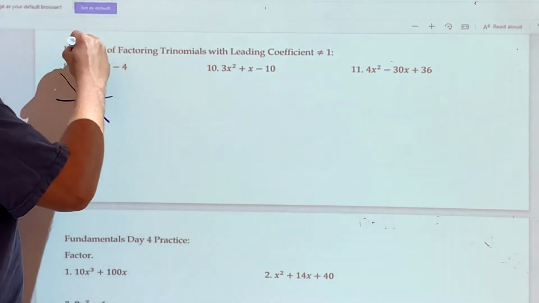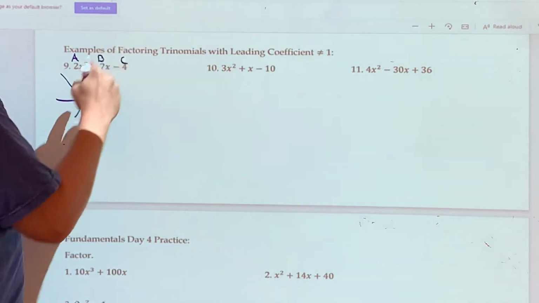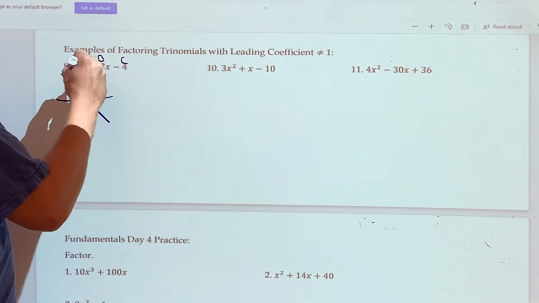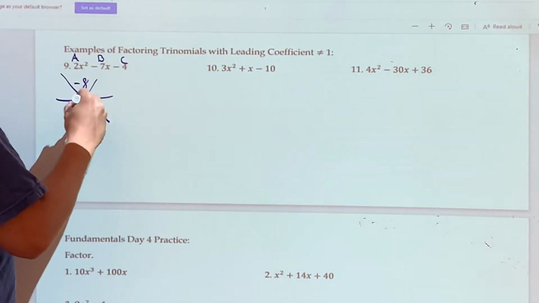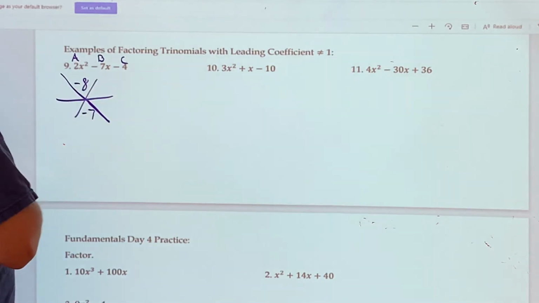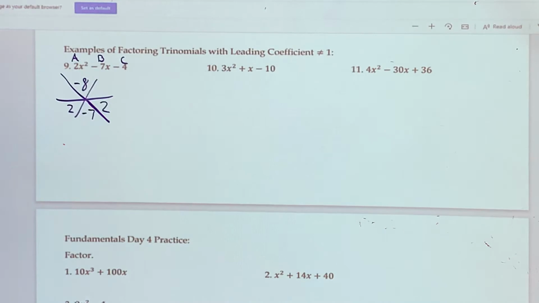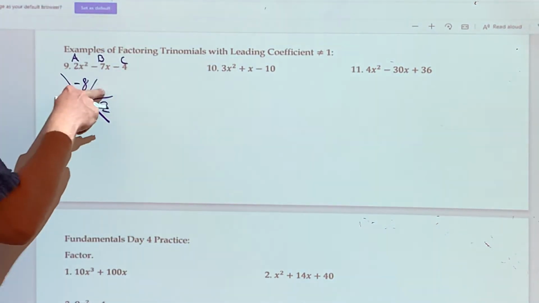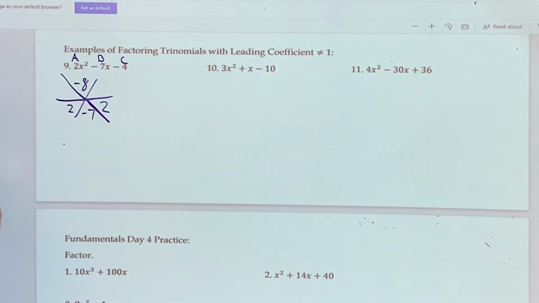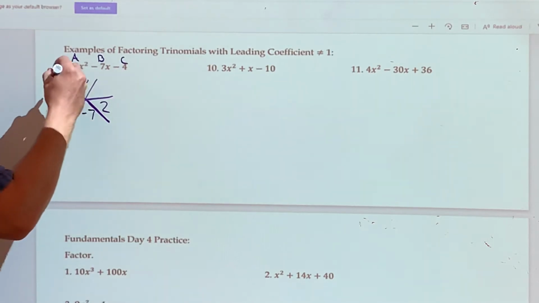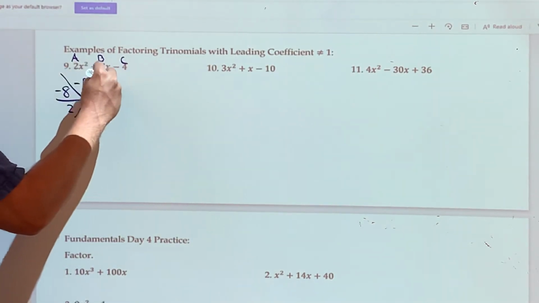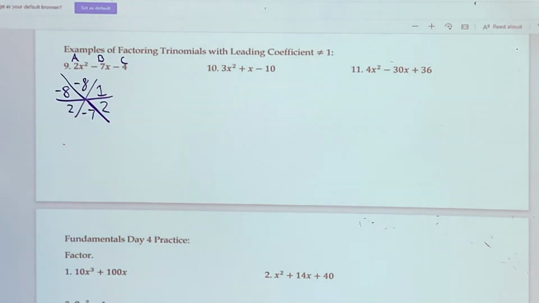Again, remember, this is A, B, C. A times C here, 2 times a negative 4 is a negative 8. B is a negative 7. A is 2. Okay? So I need two numbers that multiply to give me a negative 8 that add to equal negative 7. And that is going to be negative 8 and 1.